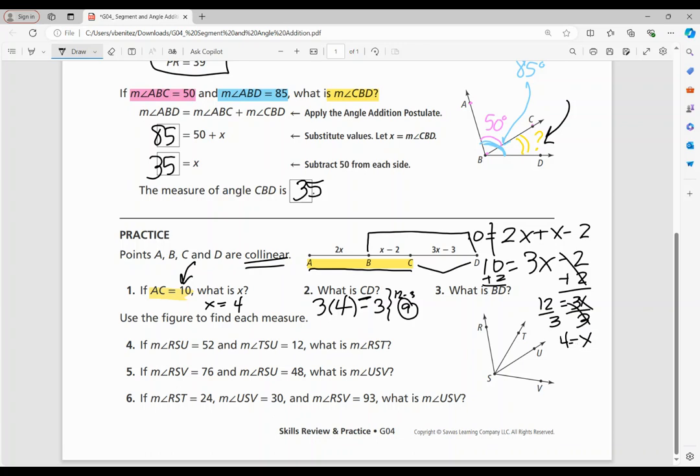If you have any questions, make sure you come in and check with me. I also want you to try this one down here, 4, 5, and 6. Use this same image, but make sure that you're carefully noticing what angle they're referencing and what the angle measure is.